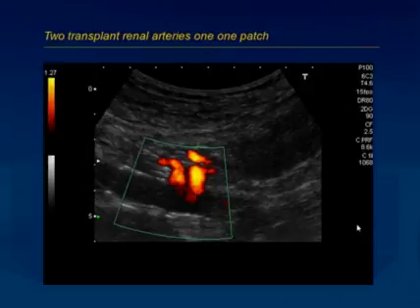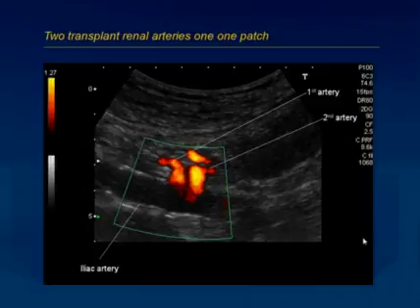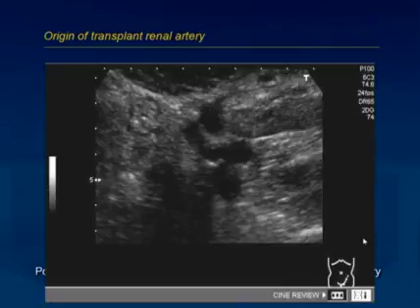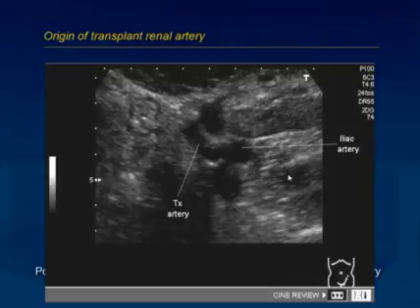Along the cartoon that I've shown initially, another possible situation, two transplant renal arteries, again this the iliac artery, one transplant renal artery, second transplant renal artery, probably because they are so close, originating on the same patch, but the patch again cannot be seen on ultrasound. Very often the transplant renal artery can be visualized if the patient is slim, even without duplex ultrasound, as in this situation. This is a transverse view, the iliac artery, and originating from the iliac artery, the transplant artery visible even without color duplex.